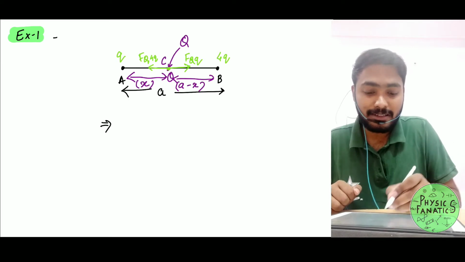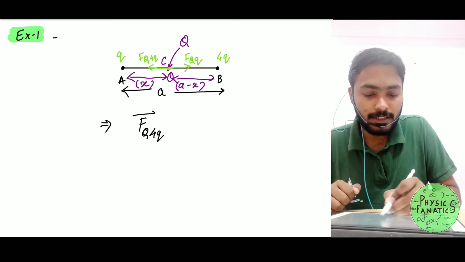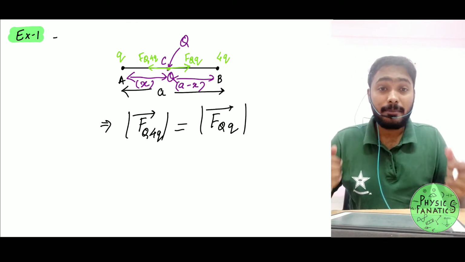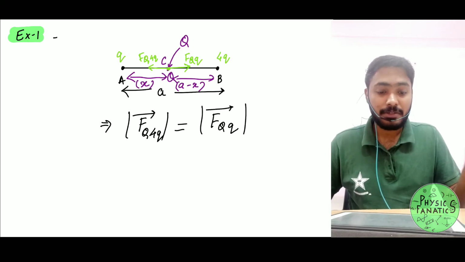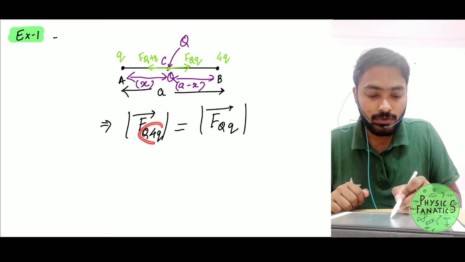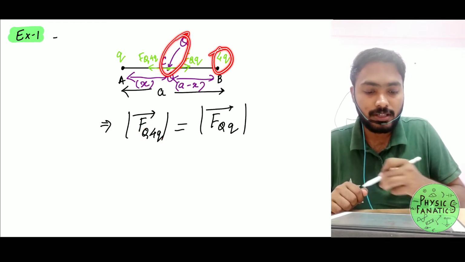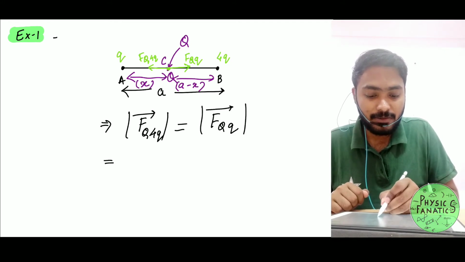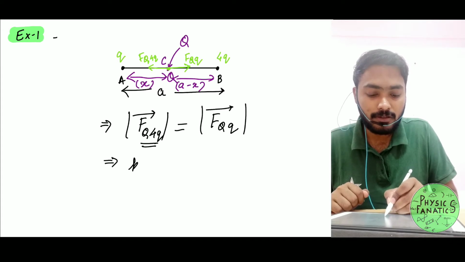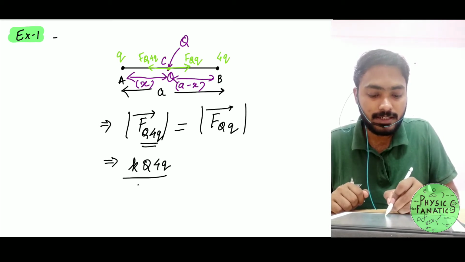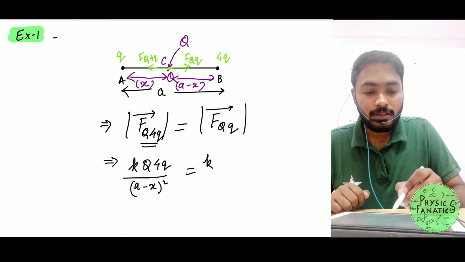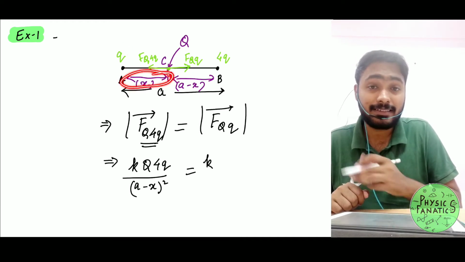Let me put that in mathematical form. The magnitude of F of Q and 4q is equal to F of Q and small q. They are equal in magnitude. Now all I have to do is apply Coulomb's law. When I say F of Q and 4q, I'm talking about this Q charge and the 4q charge, separated by a distance of a minus x. Keep that in mind. So applying Coulomb's law, this will be k, Q, 4q divided by the distance between them, a minus x, whole square. That will be equal to k, Q and small q, where the distance between them is x.